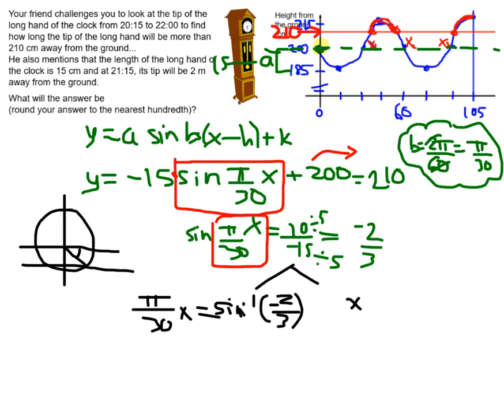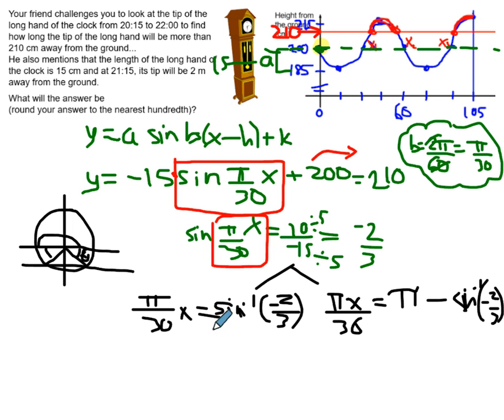And the second answer is pi over 30x is equal to, if you look on your trig circle, the first angle we find is here, and the next one is pi minus our angle. So we're going to be able to find this one here. If you write it here, pi minus your angle, sine negative 1 of negative 2/3.